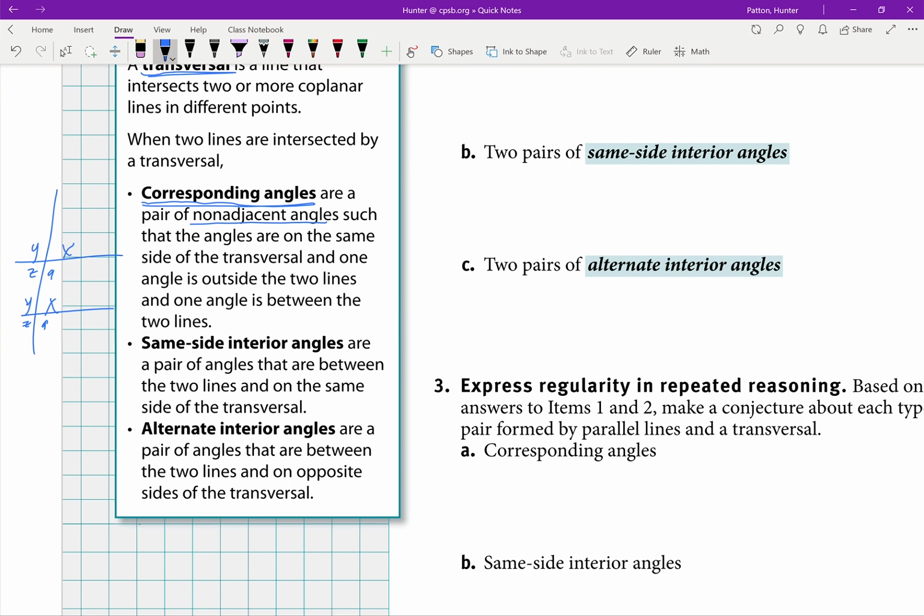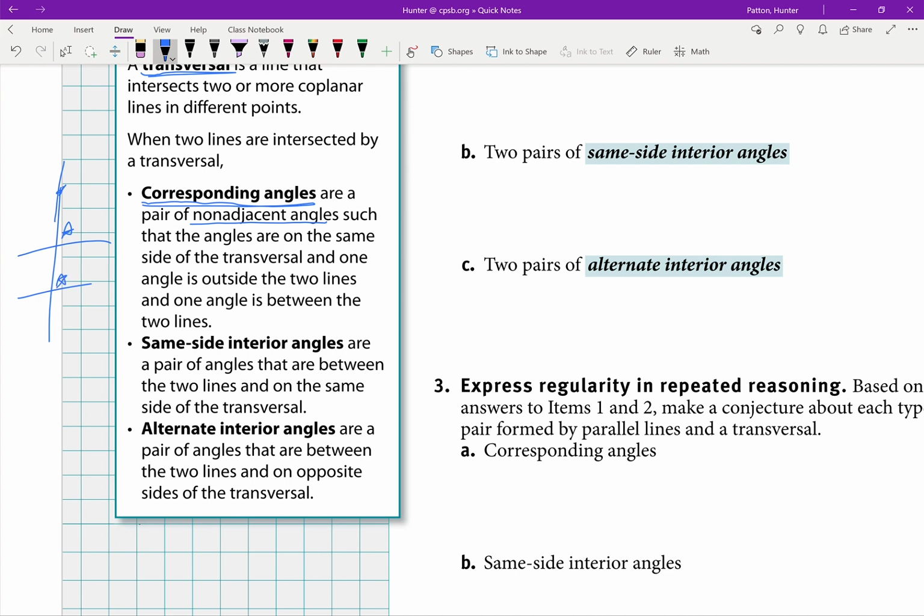What it means is, let me draw this again. Remember we said that they are on the same side of the transversal. So if this is my transversal, this line cutting down the middle, they're either going to be on the right side or the left side of that transversal. And then one angle is outside the two lines, so let's say this one right here, and then one has to be in between the two lines.